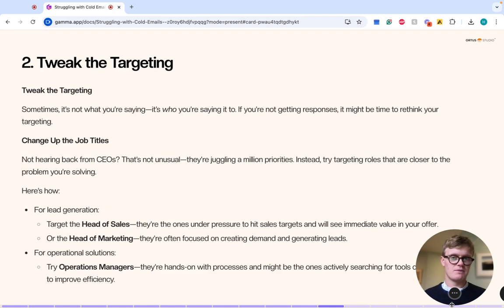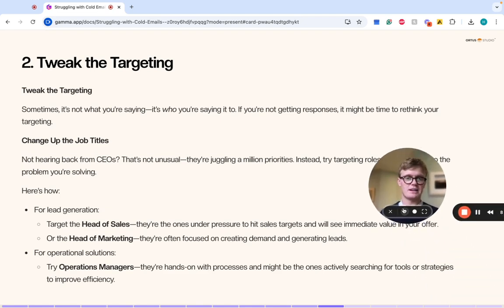Here's how. For lead gen, target the head of sales. They're the ones under pressure to hit sales targets and will see immediate value in your offer. Or the head of marketing. They're often focused on creating demand and generating leads. And for operational solutions, try operational managers. They're the hands-on ones with processes and might be the ones actually searching for tools or strategies that you can provide.